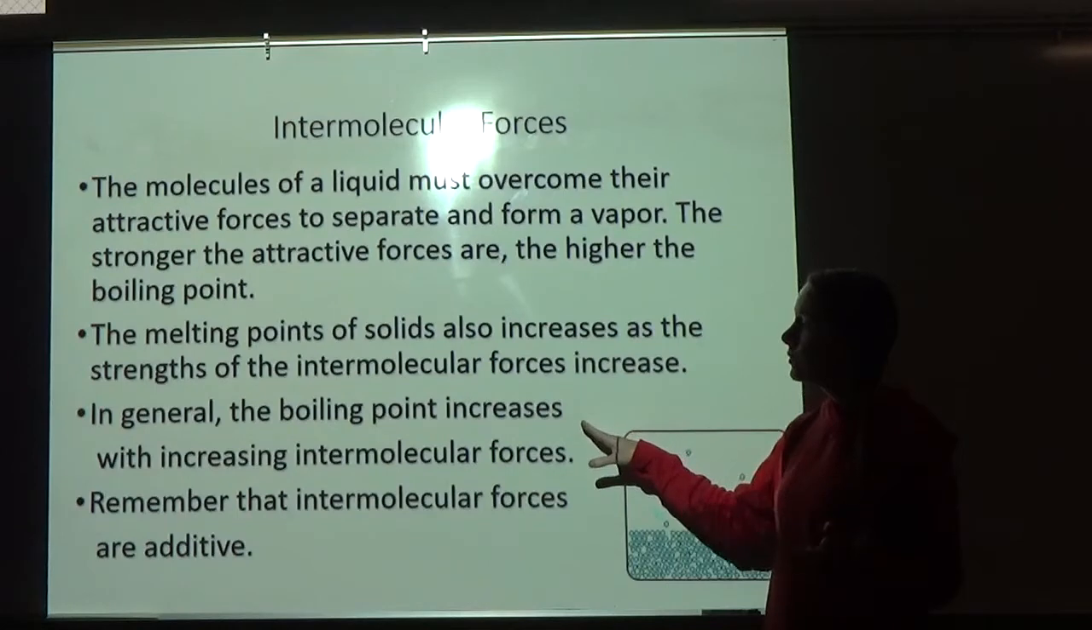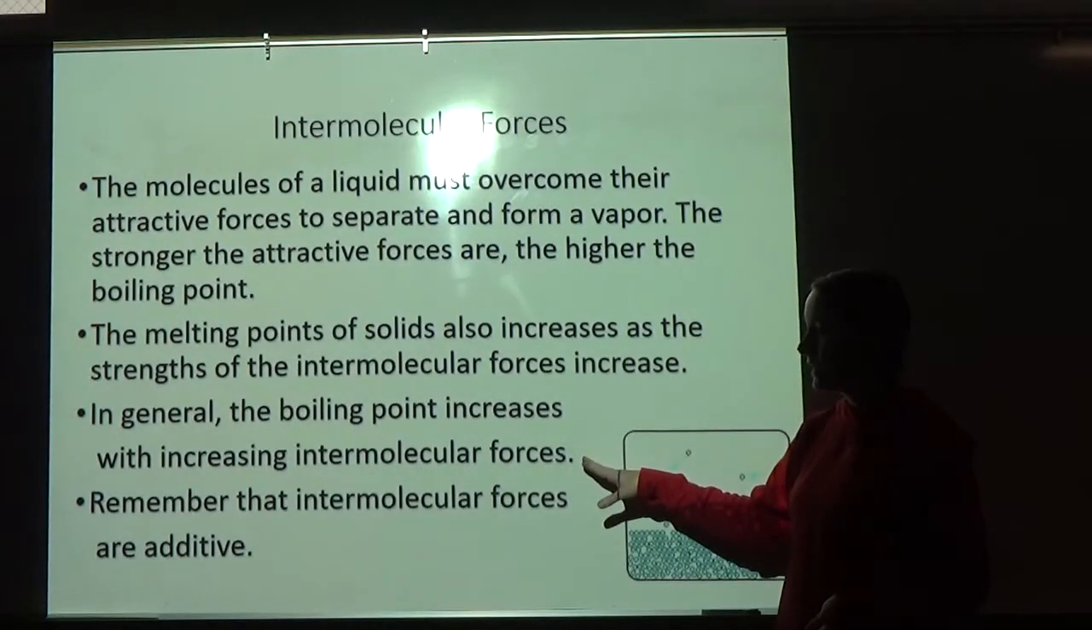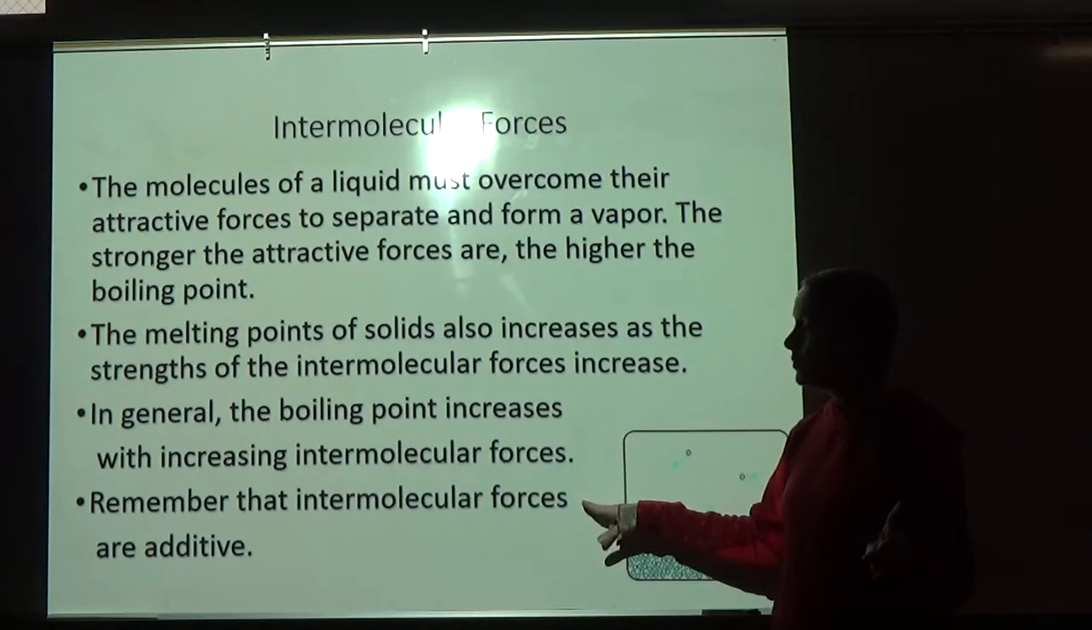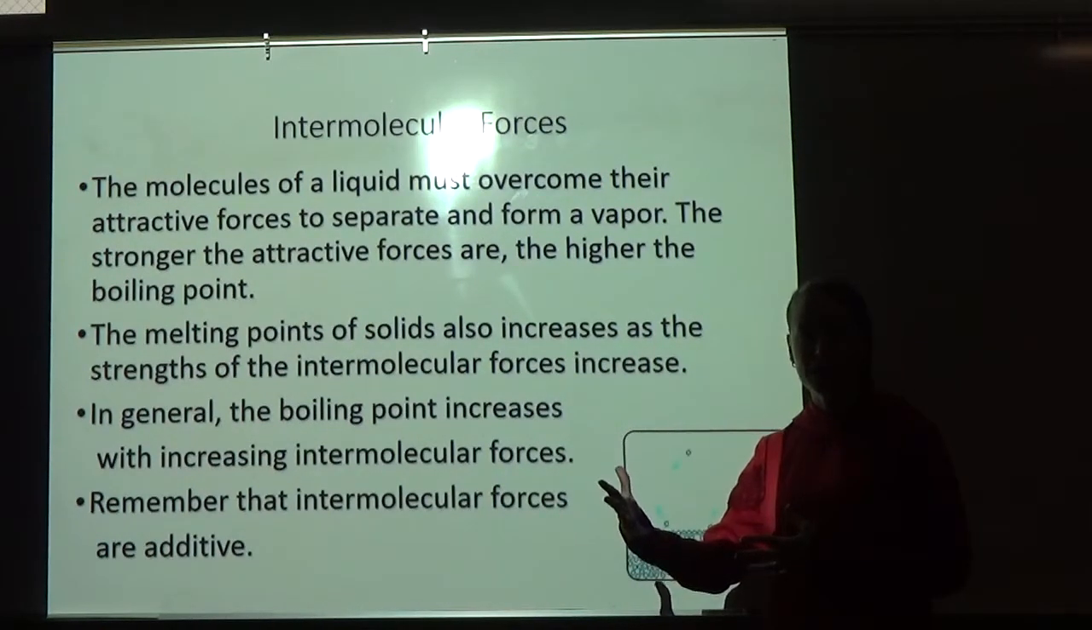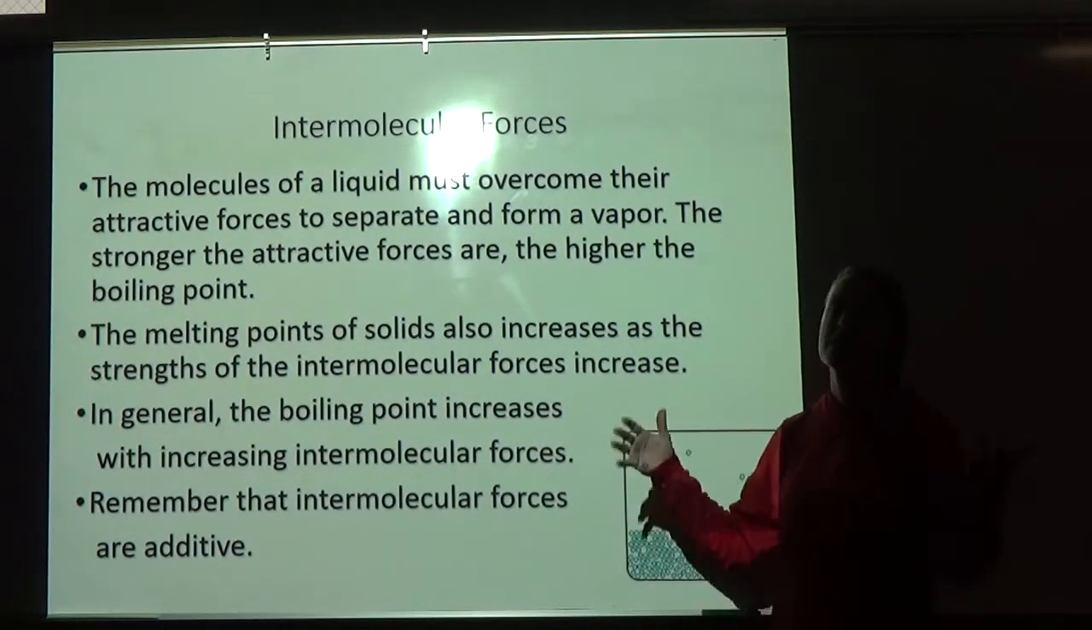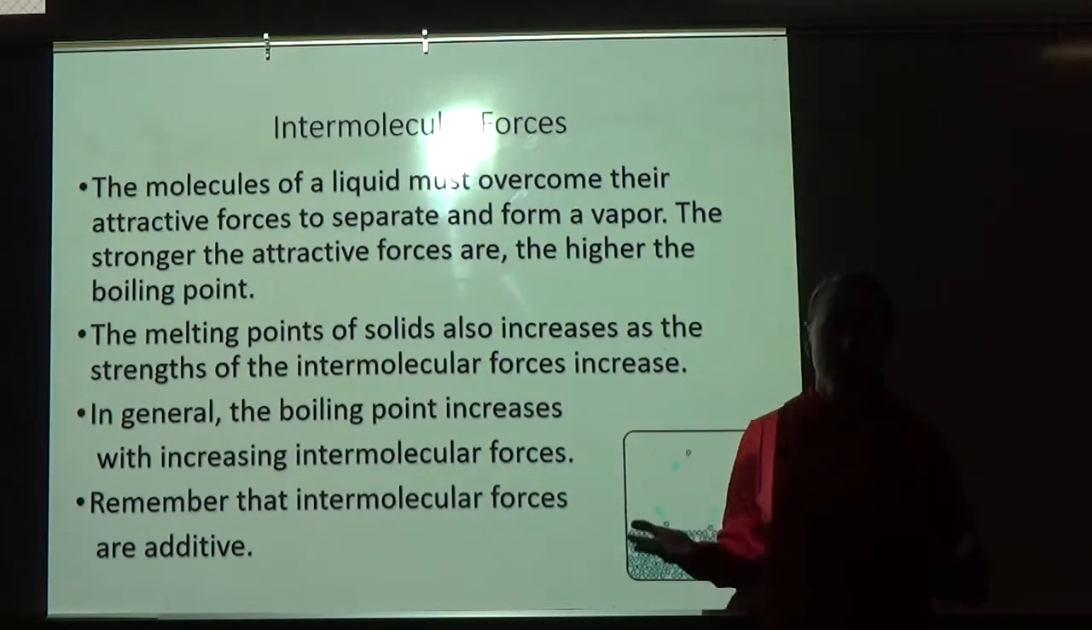In general, the boiling point increases with increasing intermolecular forces, but don't forget intermolecular forces are additive. So even if we've decided something has hydrogen bonding, it still has London dispersion. Everything has London dispersion.